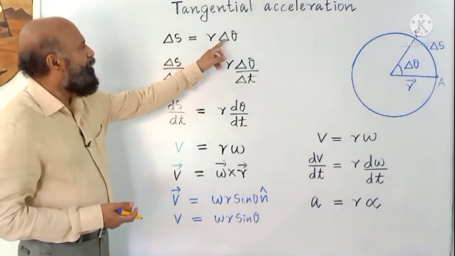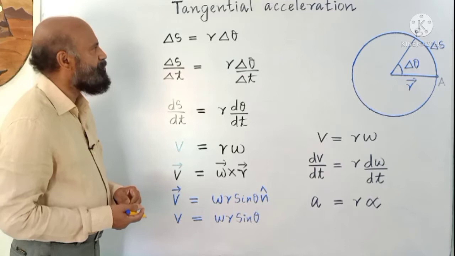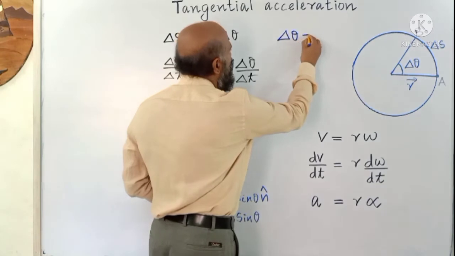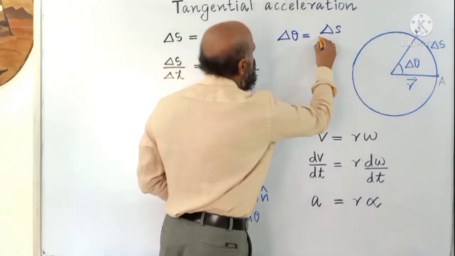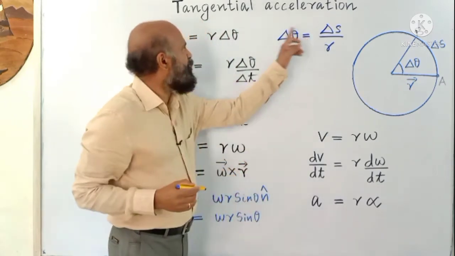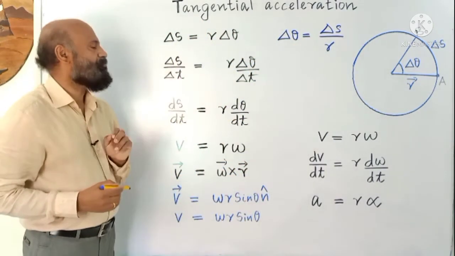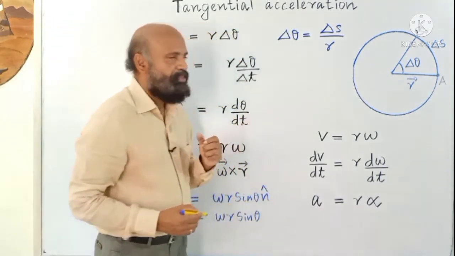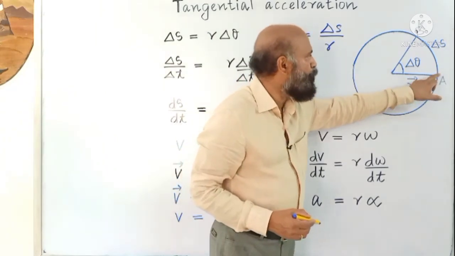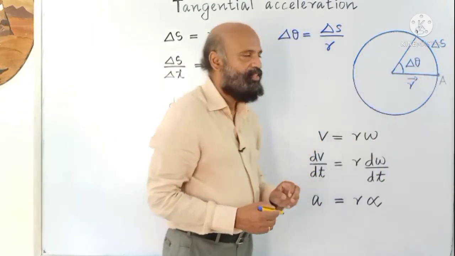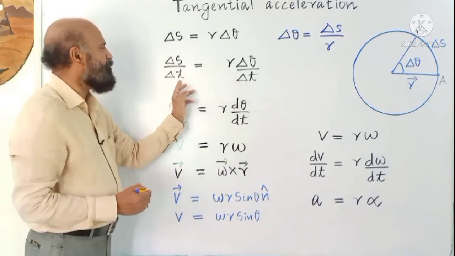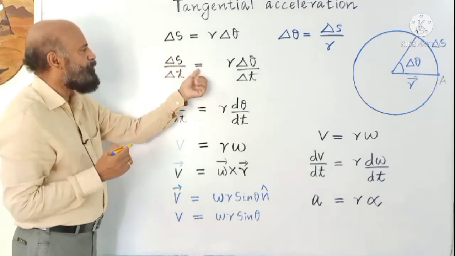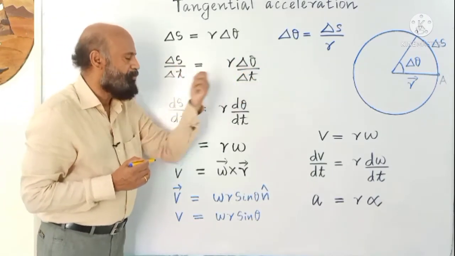So, delta S is R delta theta, because angle delta theta is equal to arc divided by radius. So delta S can be written as R delta theta. Then the time interval is delta t, the time taken by the particle to move from this position to this position. So you divide both sides by delta t. Then delta S by delta t is equal to R delta theta by delta t.